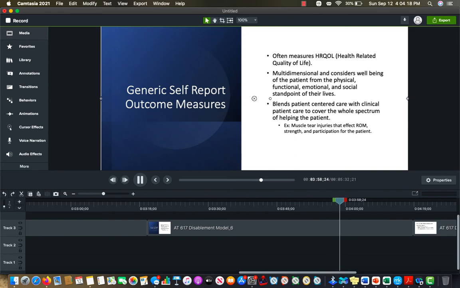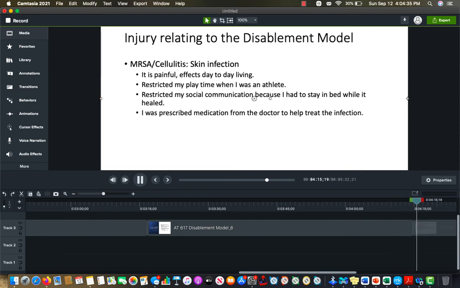This blends patient-centered care with clinical patient care to cover the whole spectrum of helping the patient. So if we're dealing with a muscle tear and an injury, how it affects their range of motion, the strength and participation, we set up an exercise to help their range of motion, strength, and get them participating again.